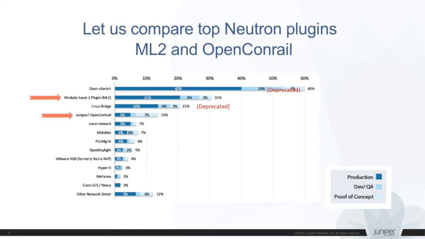You can see it shows which ones are in production, which ones are under development and QA, and which ones are at the proof of concept level. If you take a look at all of those things, I think it makes sense at this moment in time in OpenStack's evolution to compare ML2 and OpenContrail.